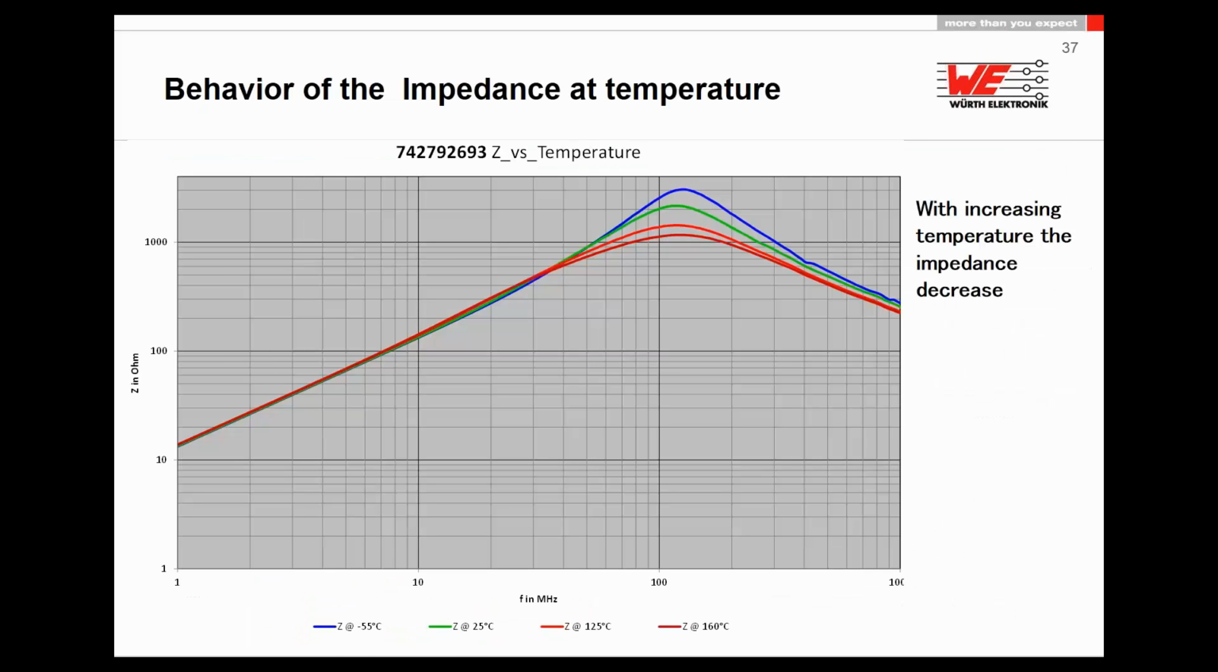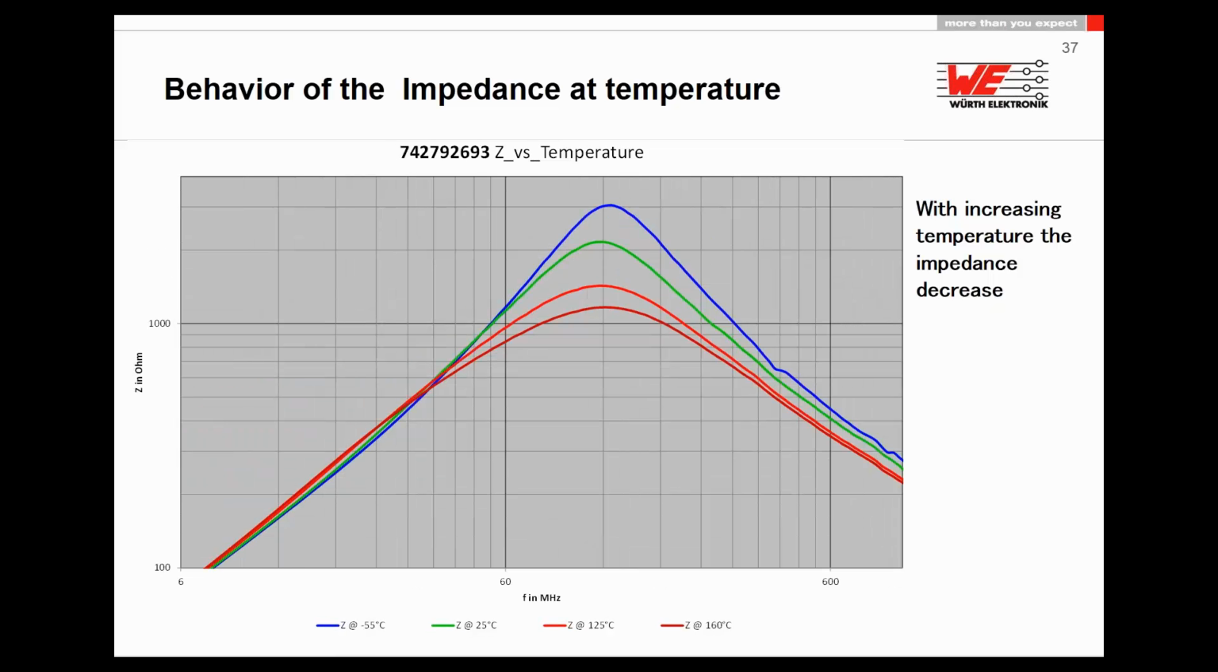The influence of the ambient temperature is also important to take care of, but it does not have as much influence as the DC bias load current. We made some measurements in the thermo camera and thermo chamber, and you can see here minus 55 degrees to plus 160 degrees. The only thing that is lost is the maximum peak of the impedance. With a higher temperature the impedances decrease. This is another example, again minus 55 to 160, so you can see the maximum point is a little bit less.